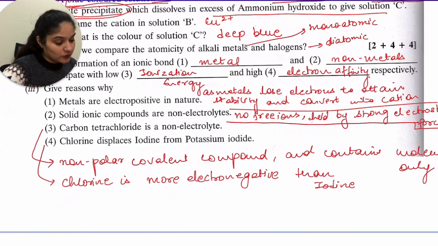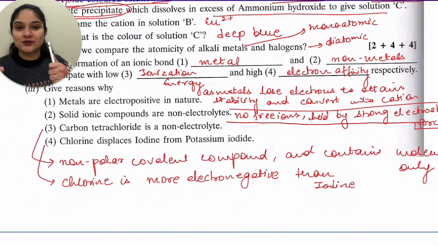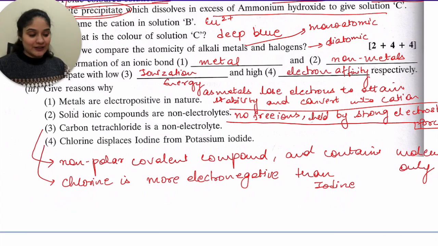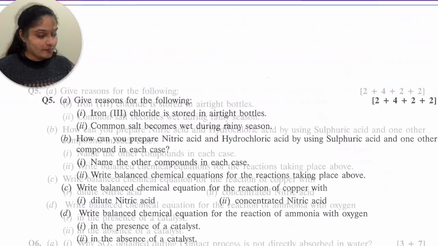That was where you were comparing the atomicity of alkali and halogens. Then 2 plus 4. So next one was 4, where you had to fill in the names. Then 4 marks for the give reasons. So I always see periodic table is 3 marks. Alright, let's move on to question number 5.